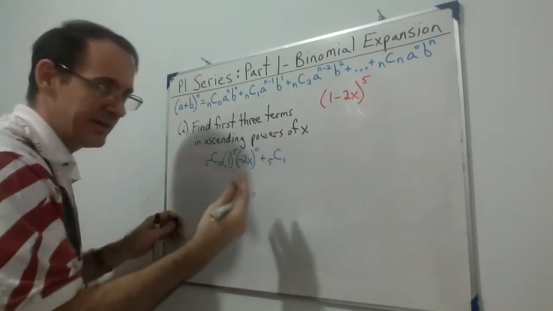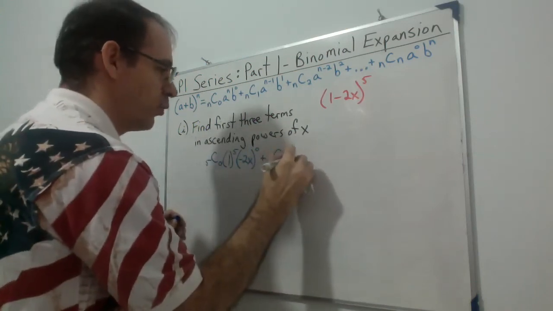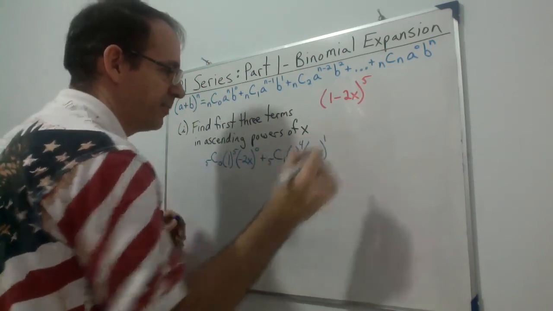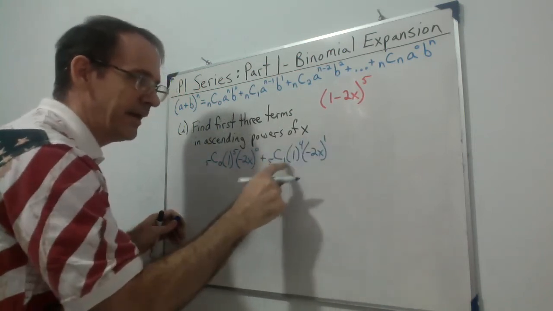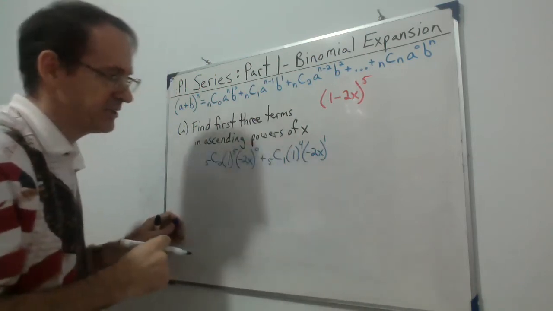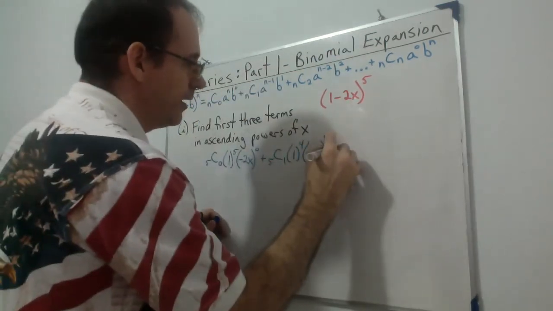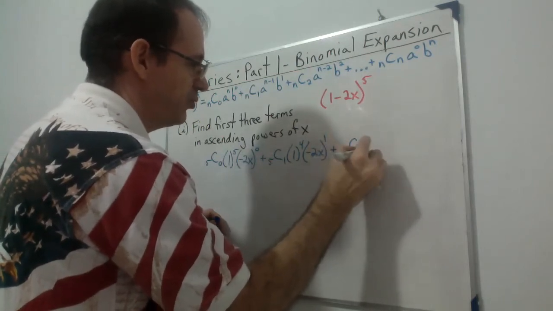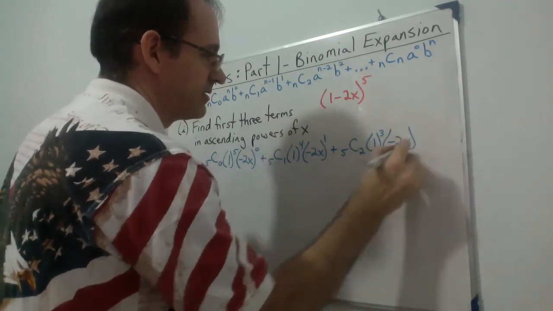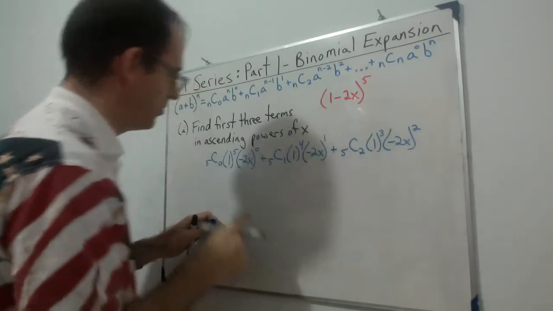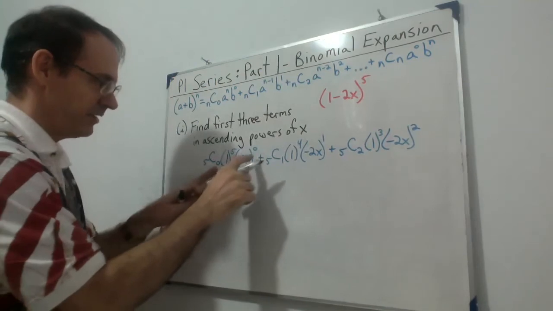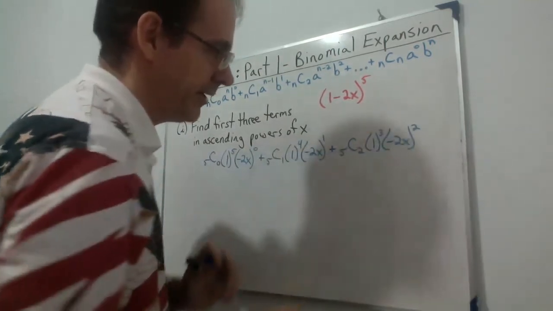Then plus 5C1. This is the next term. So that means our 1 is now only to the 4th power, and our negative 2x is to the 1st power. Notice the r is the same as the exponent on the b term. That's an important relationship to get into your head. Plus 5C2, 1 cubed, and our negative 2x is now to the 2nd power. So notice 5, 0, 4, 1, 3, 2, all add up to 5. And these numbers have stayed the same here.